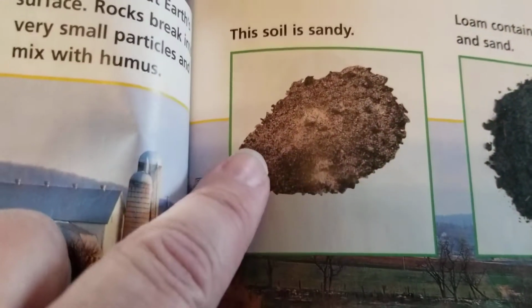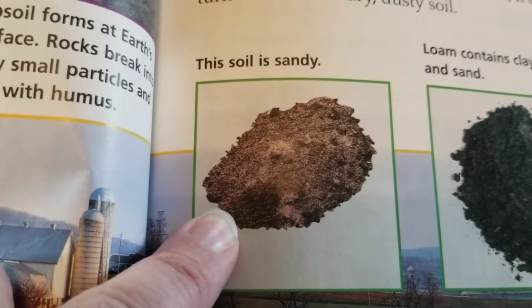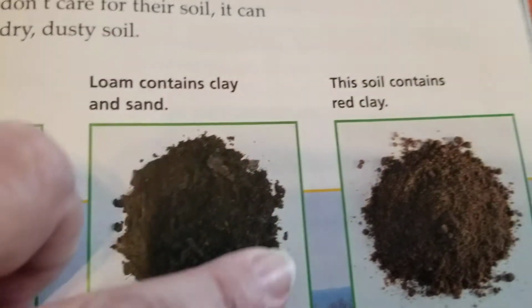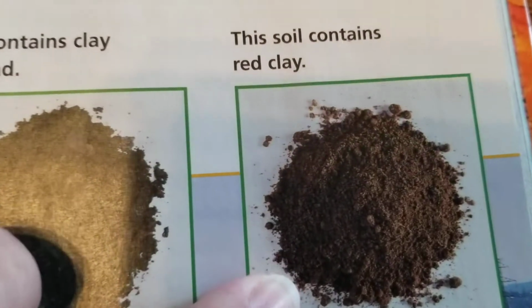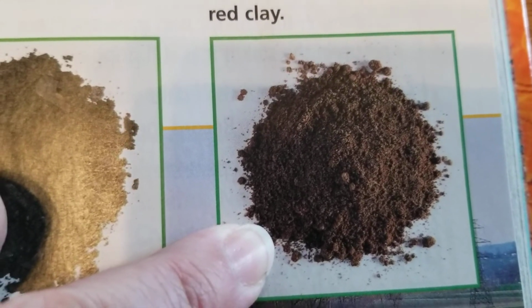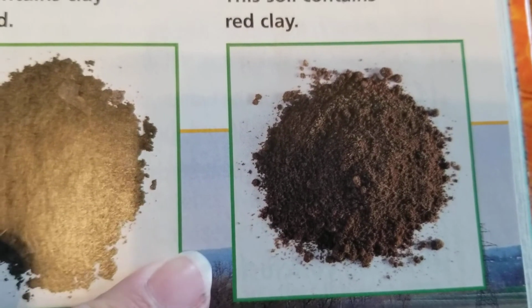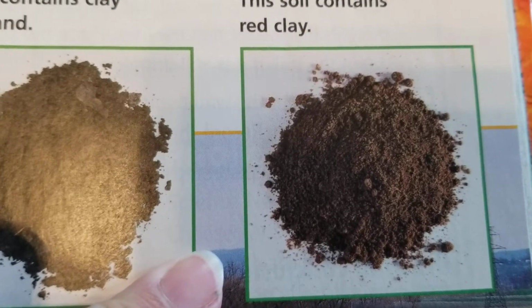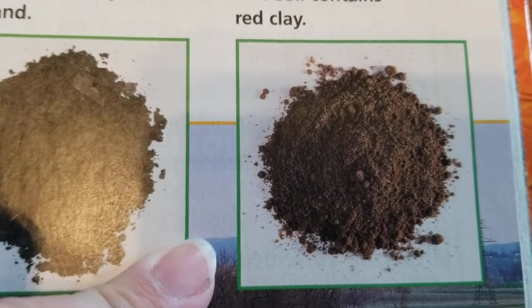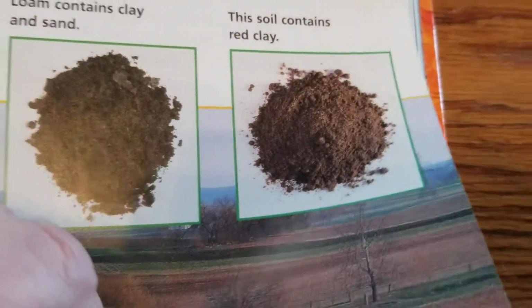So here are some pictures of different kinds of soil. Sandy soil, loam, which contains clay and sand, and this soil contains red clay. That's the kind of soil we have at our house. It makes things difficult sometimes. Very heavy. It gets very, very hard when it's dry, but it holds water. And not the best soil.